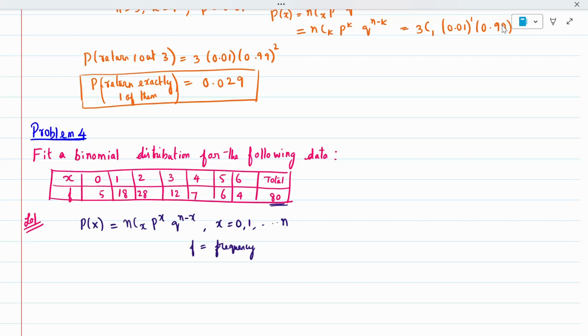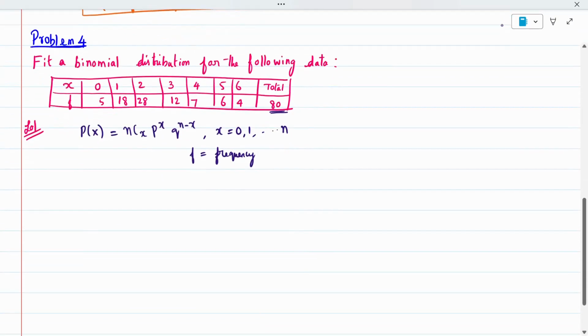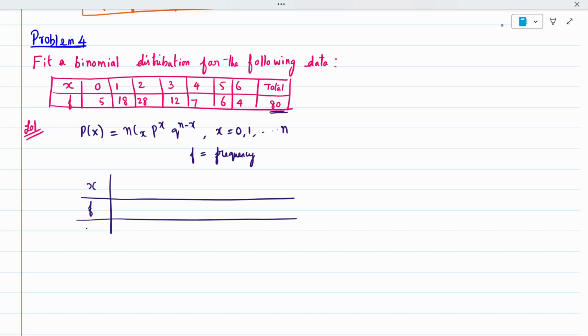Now I will tell the procedure to find it. Before that, x and frequencies are given, so we need to multiply both x and f. x is given in the question, f is given in the question. We have to multiply x into f.